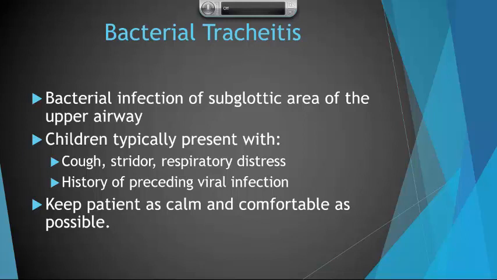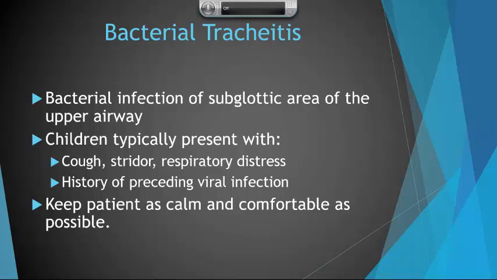You want to place the child in a position of comfort and provide supplemental oxygen as tolerated. Do not look in the mouth. This can precipitate complete airway obstruction. Do not insert an IV line. Try to keep the patient as calm and comfortable as possible and have a bag mask device and an ET tube 1 to 2 sizes smaller than anticipated. Alert the receiving facility of the potential need to intubate a difficult airway.